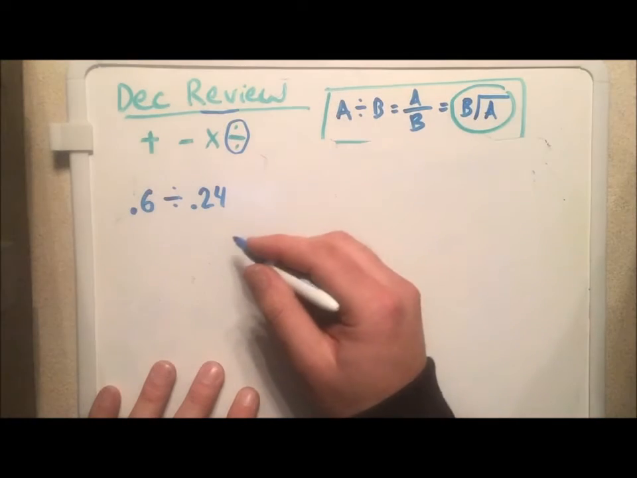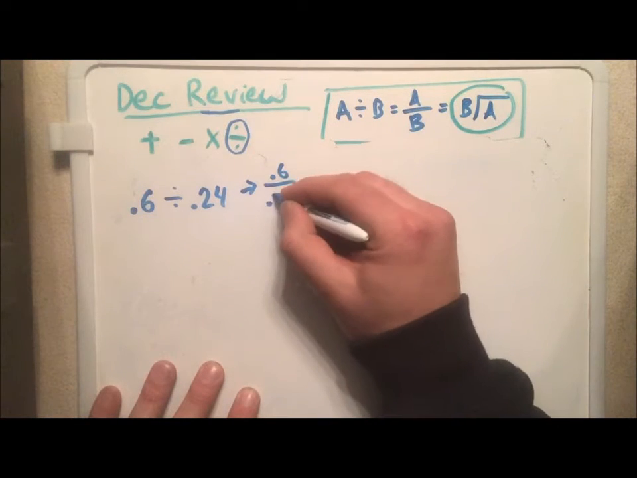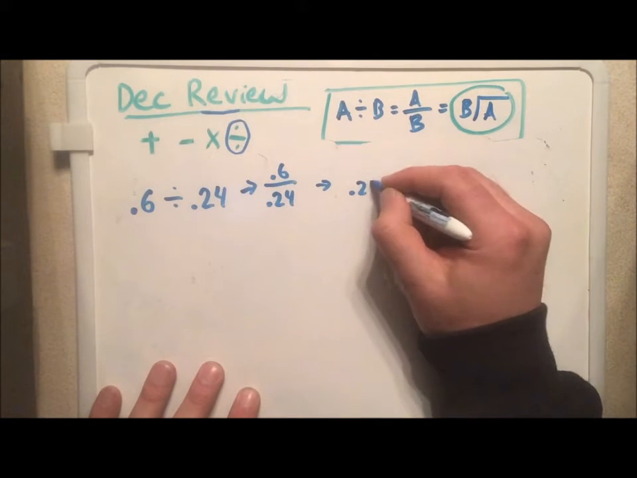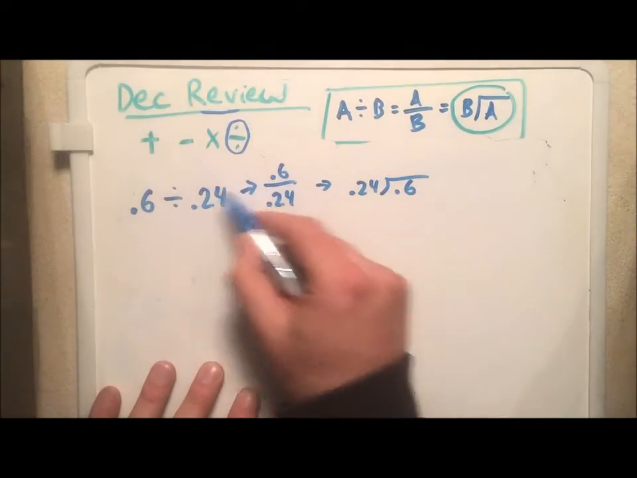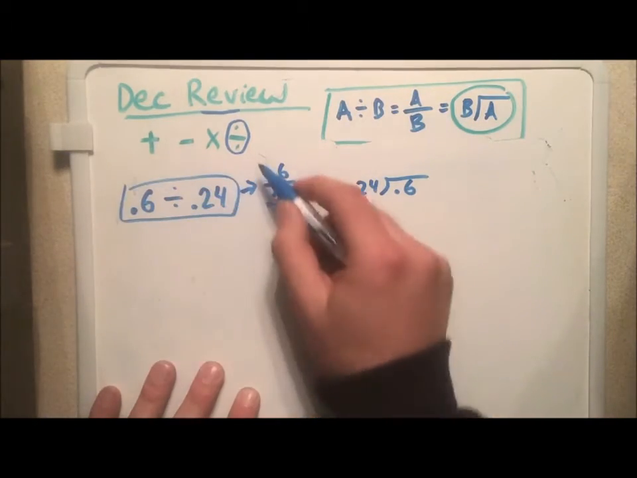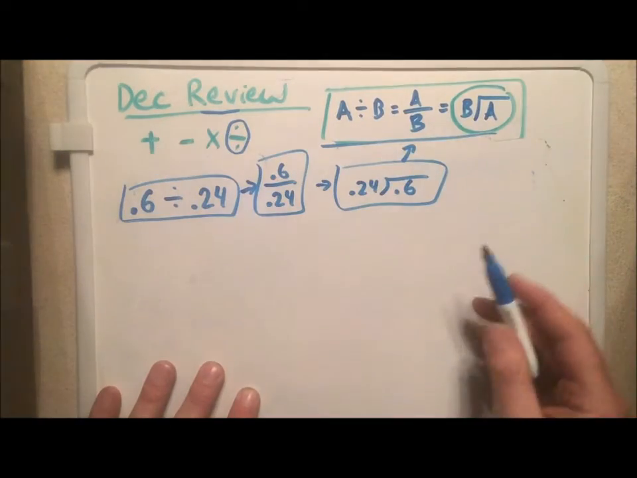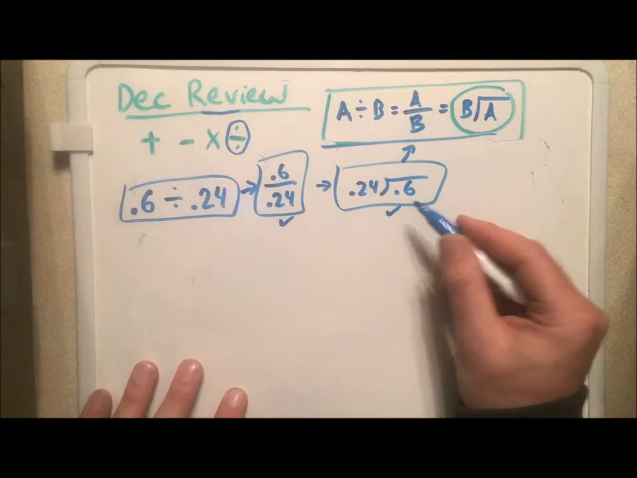0.6 divided by 0.24. The first thing I'm thinking of is, hey, that looks like this. And hey, that looks like this. Remember, that's the very first thing, in accordance to this pattern up here. 0.6 goes under the house. Okay, I'm going to start with this guy.